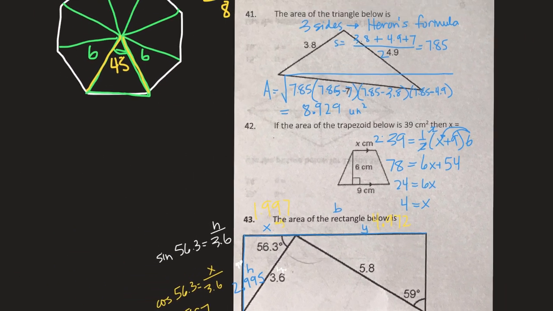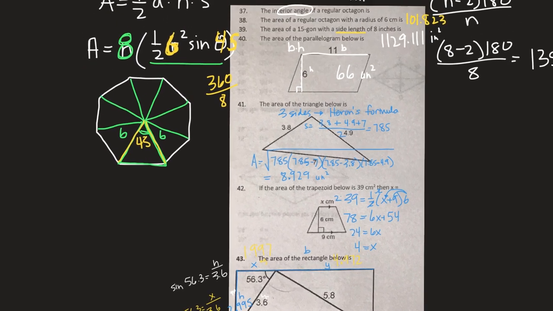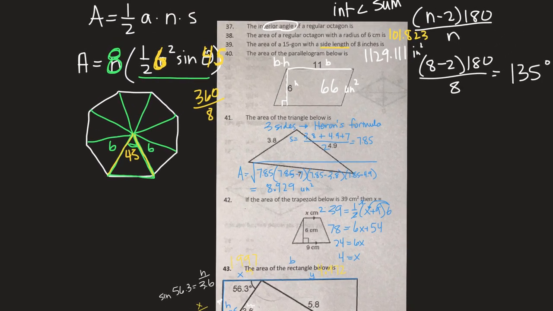Okay, so these are all about polygons and quadrilaterals. Right, so finding the areas, you're going to have all the formulas you need to find the areas.